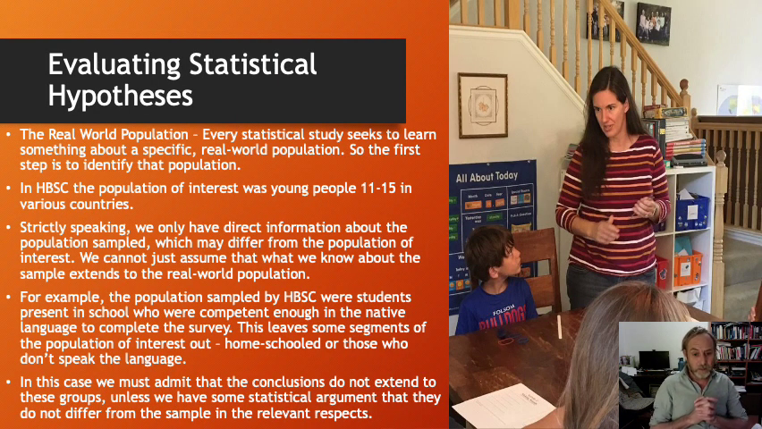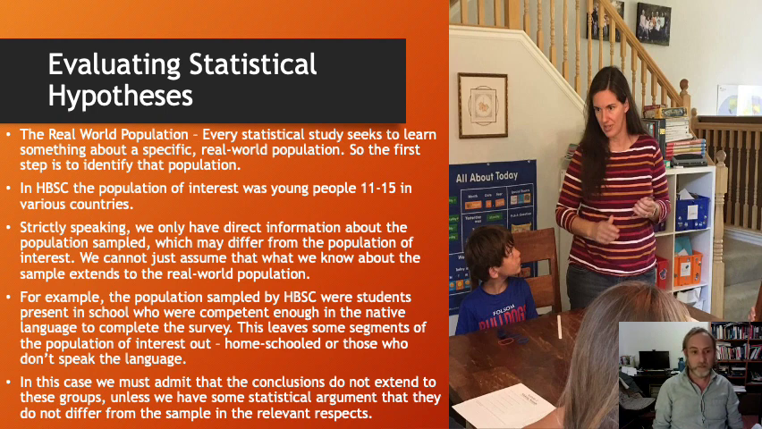So what is our program? First we need to figure out what the real world population is. This is step one. Every statistical study is trying to find something out about a specific real world population. So what is that population? For this survey, the population of interest was young people aged 11 to 15 in all of the 28 countries that they surveyed. I think they were largely in Europe and America, maybe less so in sub-Saharan Africa.